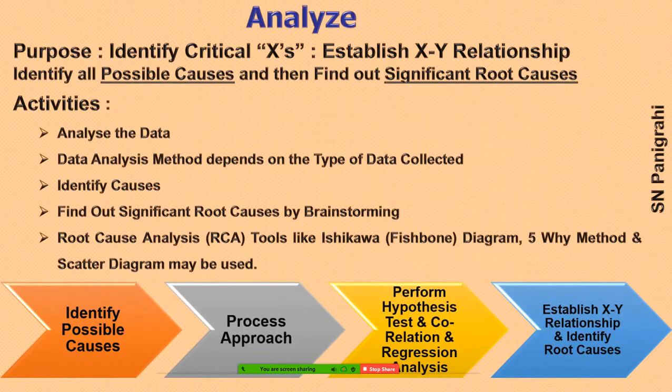Then we are moving to analyze. Analyze is finding the root causes and what the critical X factors are. We establish whether the X factor is affecting the Y, meaning the output. So we are establishing the XY relationships, and here we are identifying the possible causes. Then we make a hypothesis testing and regression testing to find out the relationship between X and Y. Therefore the prominent X factors which are contributing to the defects in the Y are now established, meaning the root causes have been identified.